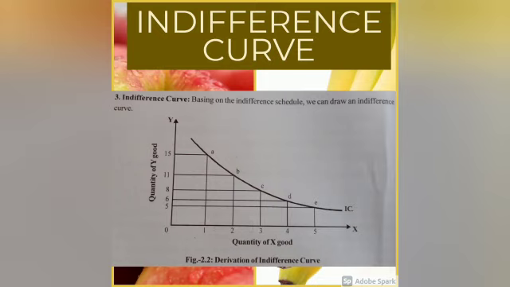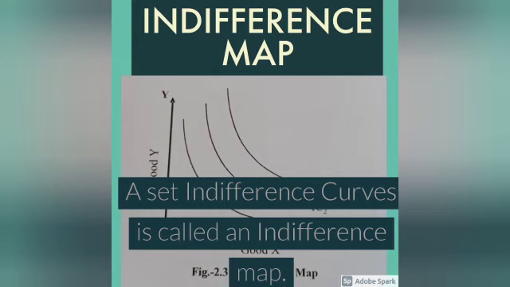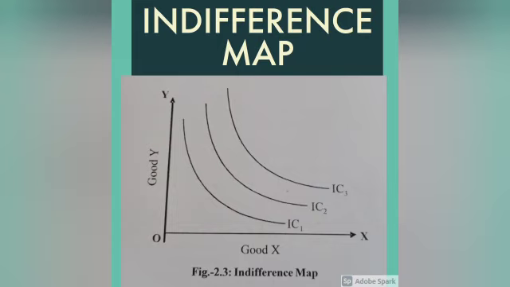Similarly, we can draw indifference curves showing combinations of good x and good y which represent greater and lesser satisfaction of a consumer. Students, now we will understand about the indifference map. How to draw an indifference map? What is an indifference map? A set of indifference curves is called an indifference map. We can similarly draw indifference curves showing combinations of good x and good y which represent greater and lesser satisfaction.